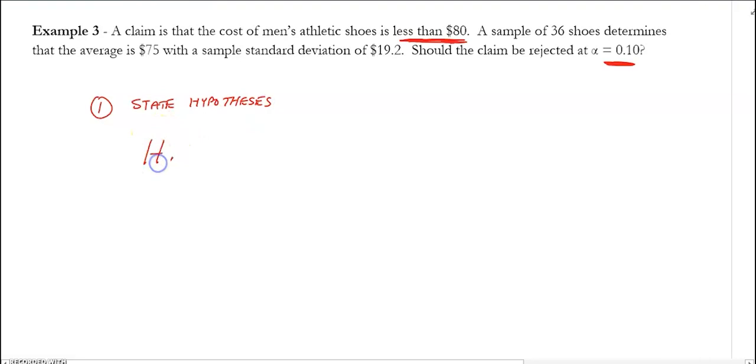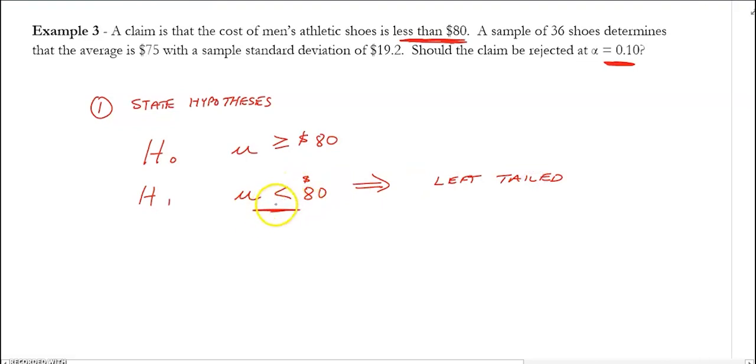In this case, we have H0 and H1, and it's saying is less than $80. So we can say the mean is less than $80. That means that the null hypothesis is greater than or equal to $80. And based on this, it is going to be one tail. In fact, let's go straight to the point here. This is going to be a left tail, because it's pointing to the left, less than.